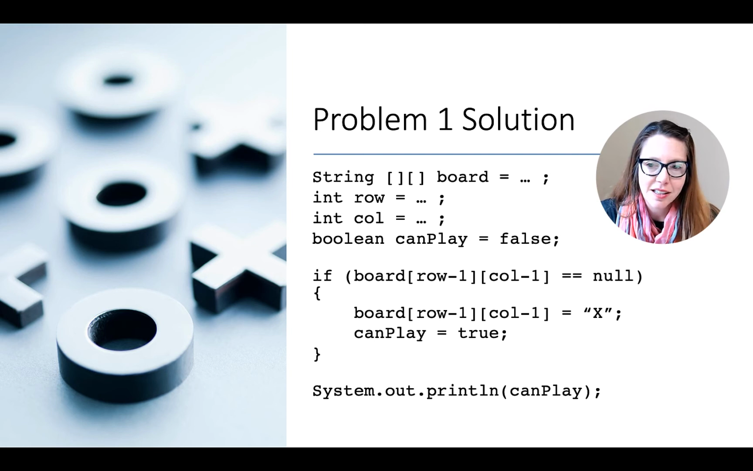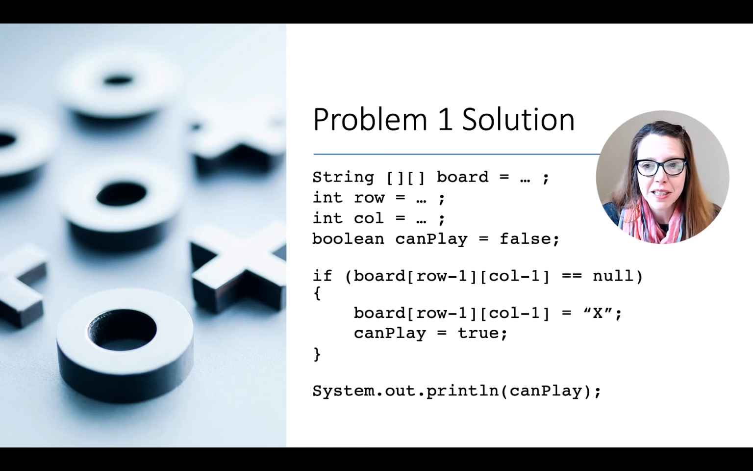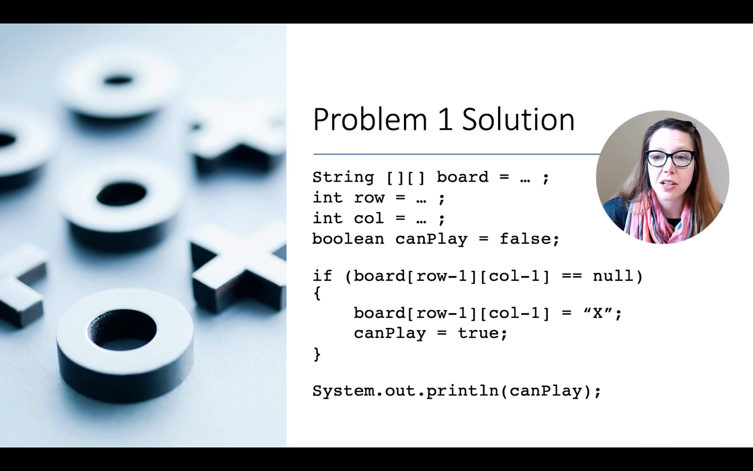And so in this case, what we want to check is whether or not board at index row - 1 and column col - 1 is equal to null. And this is a funny piece because you know that this is a string array, but in this case, we're actually looking for equality. Because null is not a string, we're looking for whether or not the contents of that board at that specific set of indices is equal to null.